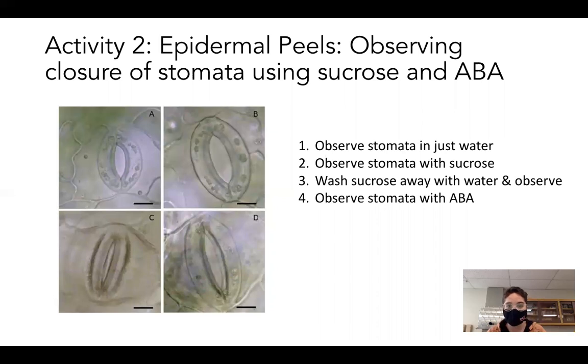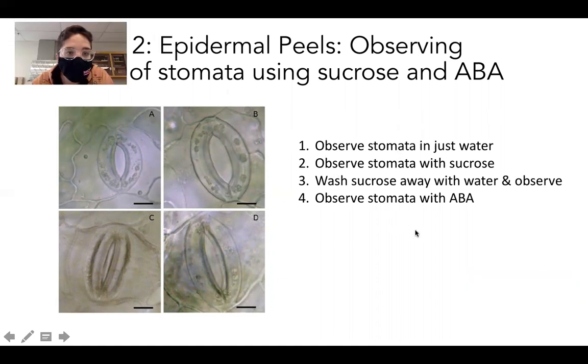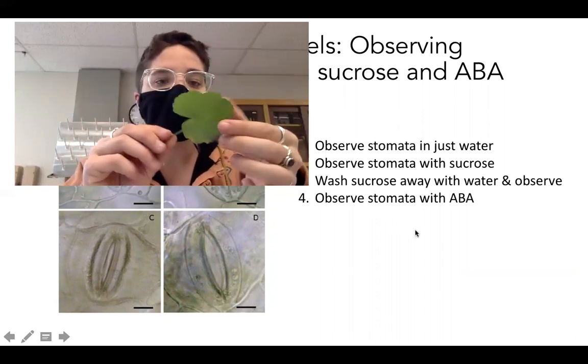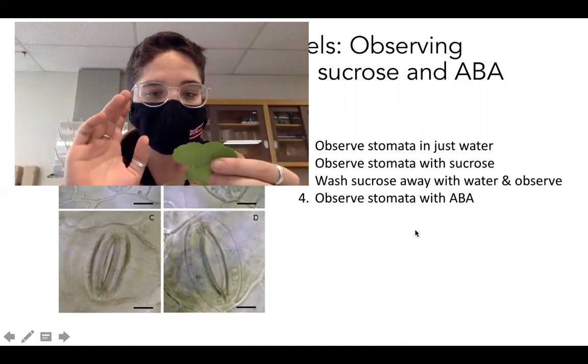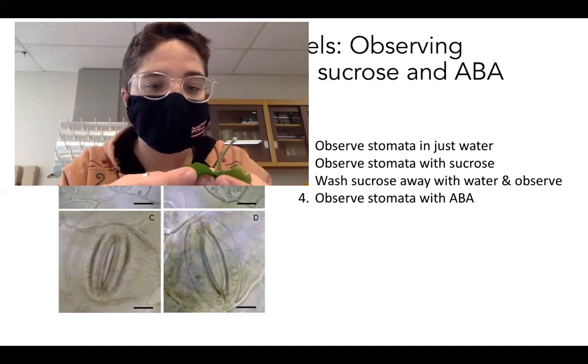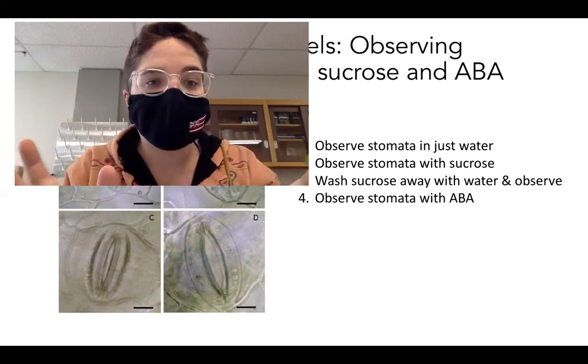And so there's basically 4 parts to this. The first part, you'll make an epidermal peel. I guess we should go over how to do that. I'm just gonna make myself a little bigger. Okay, we have this geranium leaf here. The way that I like to make epidermal peels, or at least get a part of the epidermis to look at, is simply by ripping the leaf.